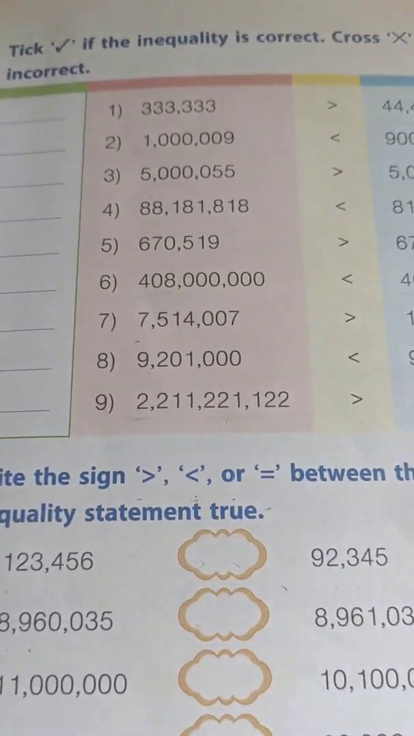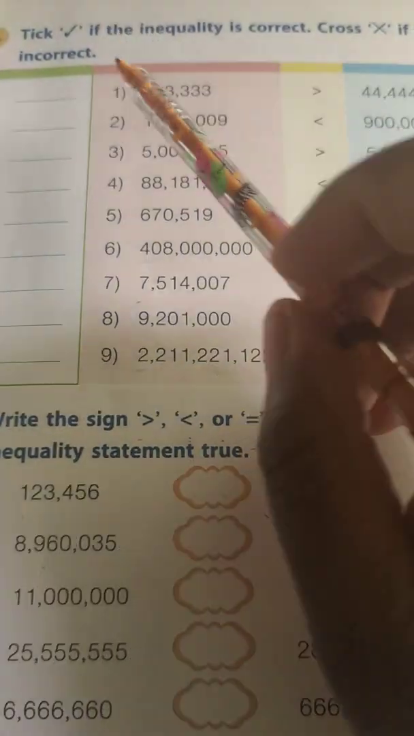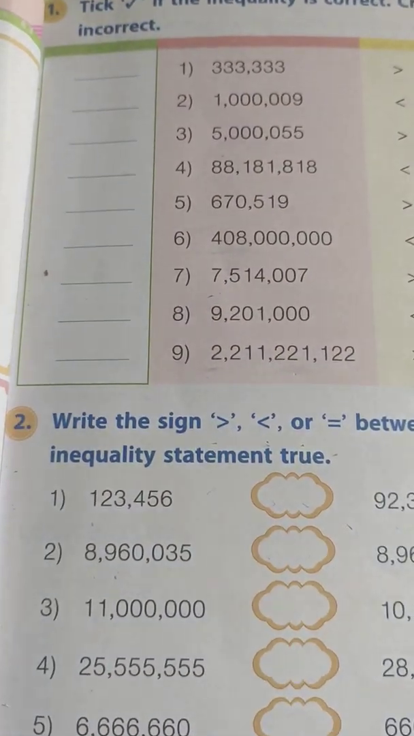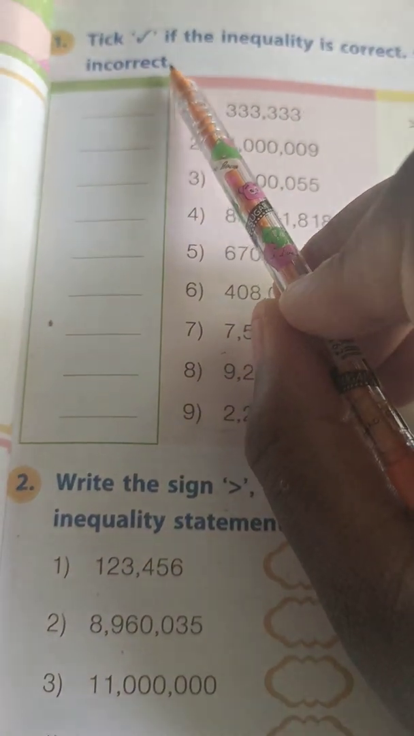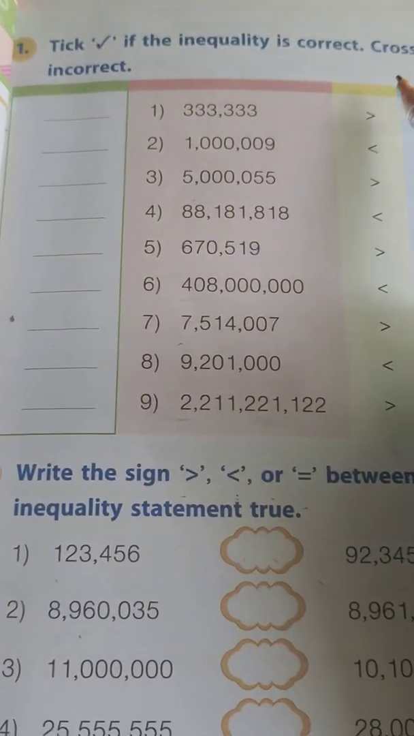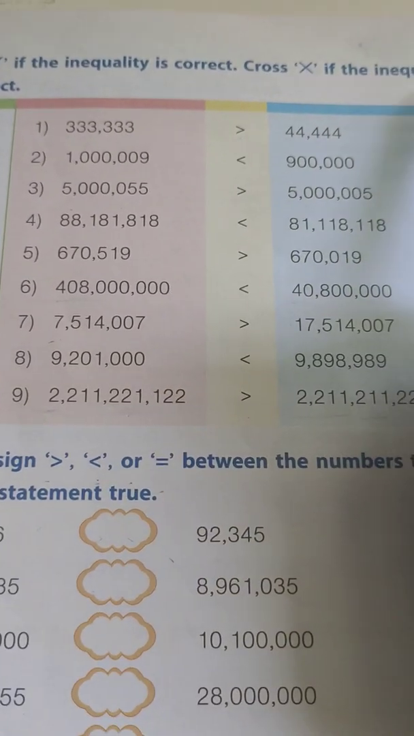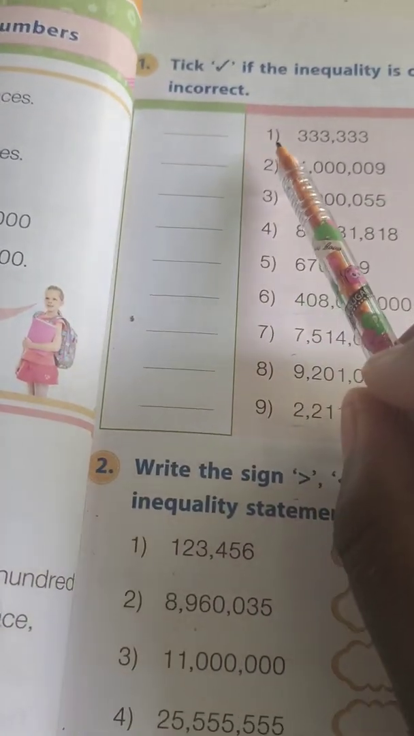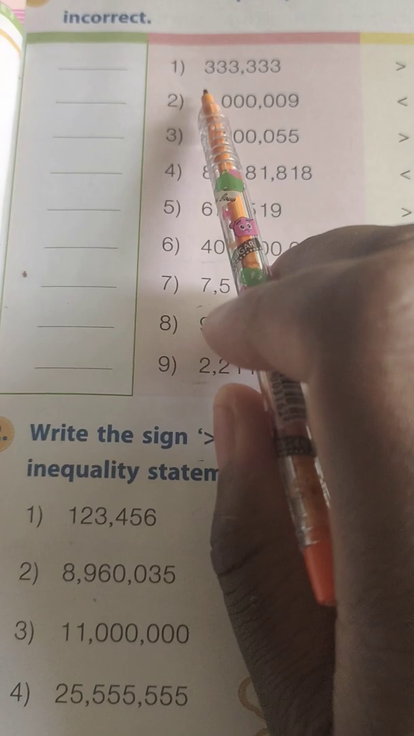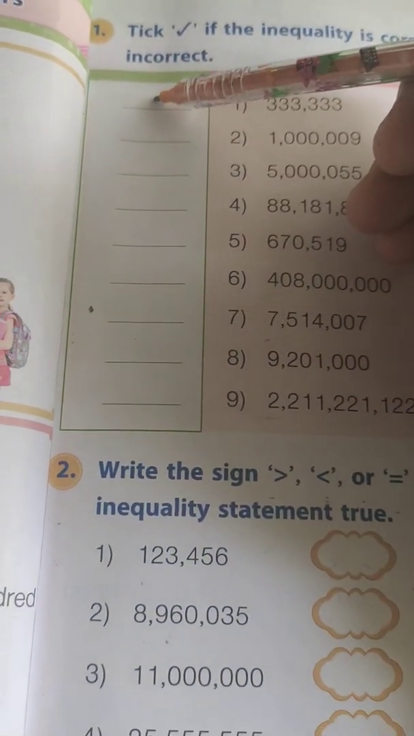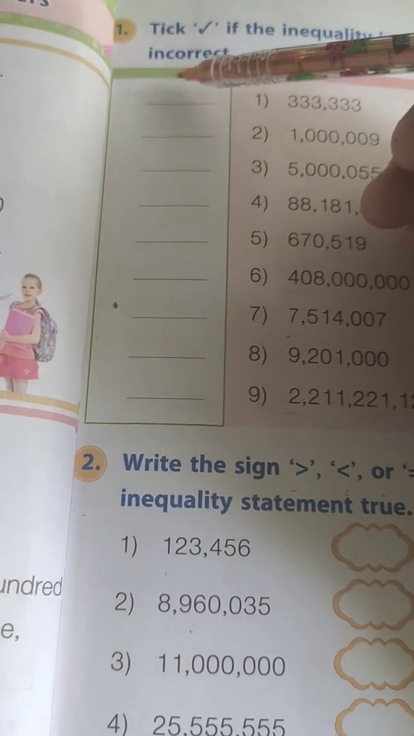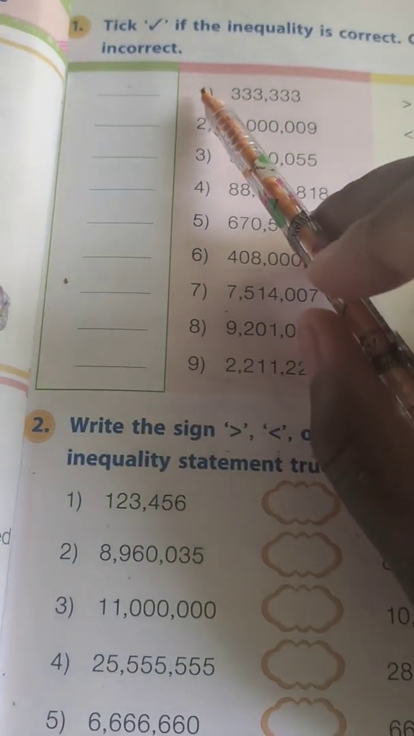So for the first exercise on page 25, tick if the inequality is correct, cross if the inequality is incorrect. So you have to look at the inequalities. If it's correct, you have to put a tick here. If it's incorrect, you have to put a cross. So let's look at number 1.